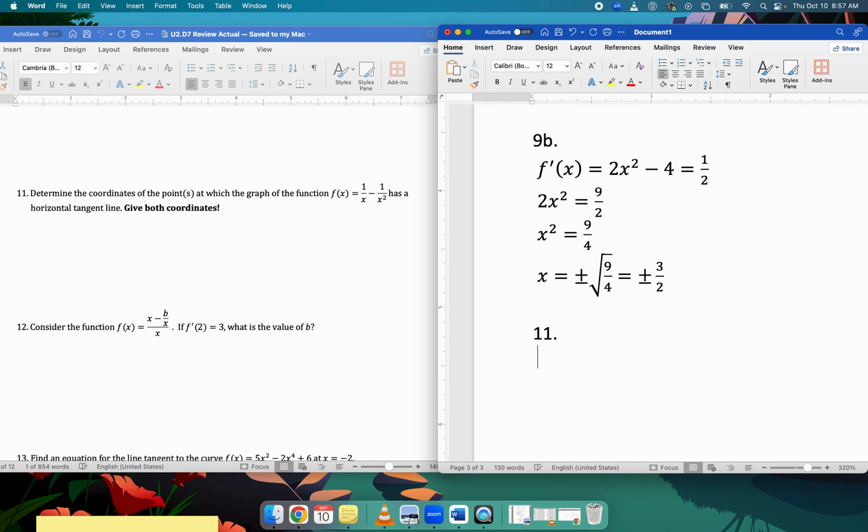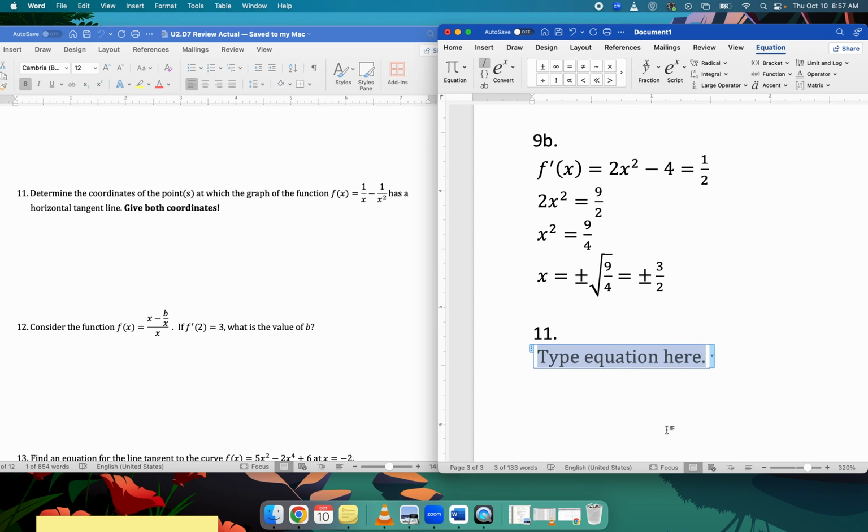Okay, so the graph having a horizontal tangent line just means the slope of the tangent line is 0. So really the question is asking, when is the slope of the tangent line 0? In other words, when is the derivative 0? So I'm going to take the derivative and set it equal to 0. Of course, to find the derivative, I have to rewrite this function. This is x to the negative 1 minus x to the negative 2. F prime of x would be negative x to the negative 2 plus 2x to the negative 3.